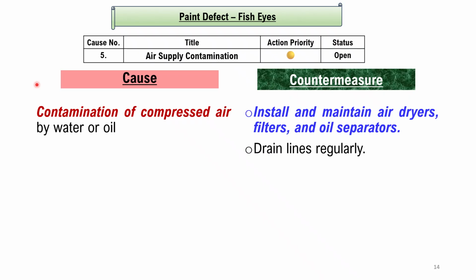The fifth probable reason could be air supply contamination. That is, the compressed air supply itself is contaminated by water or oil. Therefore, install and maintain air dryers, filters, and oil separators. Drain lines regularly.